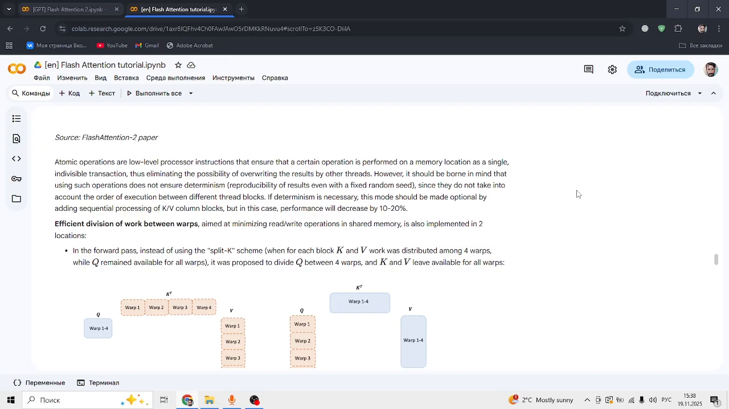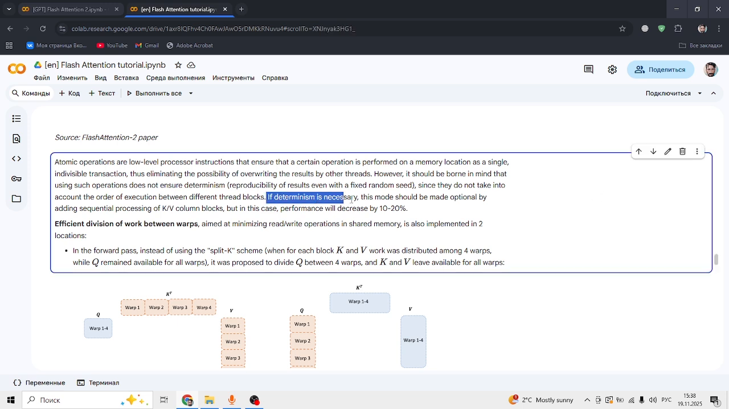Instead of this, we need to add an additional mode, optionally, where it will be processed sequentially. I mean this row. If determinism is necessary, this mode should be made optional by adding sequential processing of KV columns blocks. But also we should keep in mind that it will decrease the performance by 10 or 20%. It depends on data and your settings and sequence length, of course.